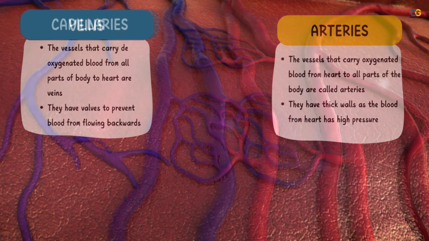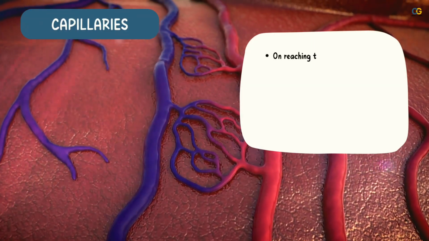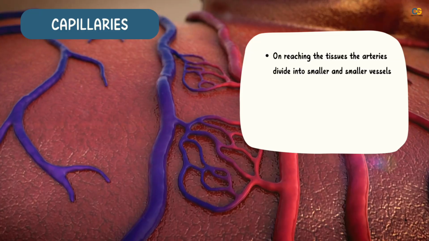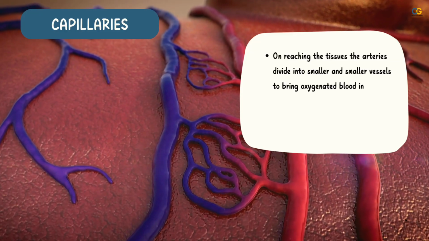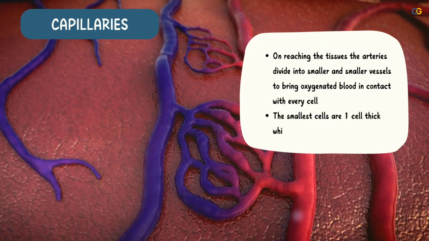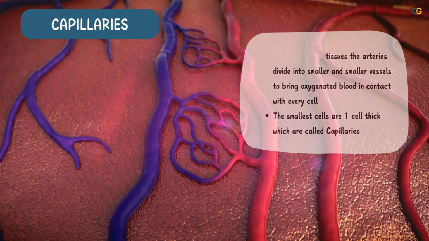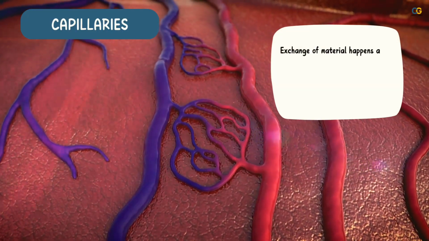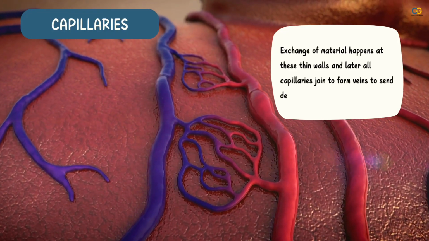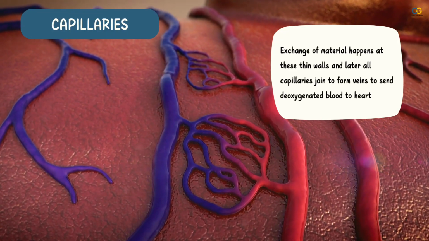Now, on reaching the tissues, these arteries divide into smaller and smaller vessels to bring oxygenated blood in contact with every cell. The smallest vessels are 1 cell thick, which are called capillaries. Now, exchange of material happens at these thin walls, and later all capillaries join to form veins to send the deoxygenated blood to the heart.